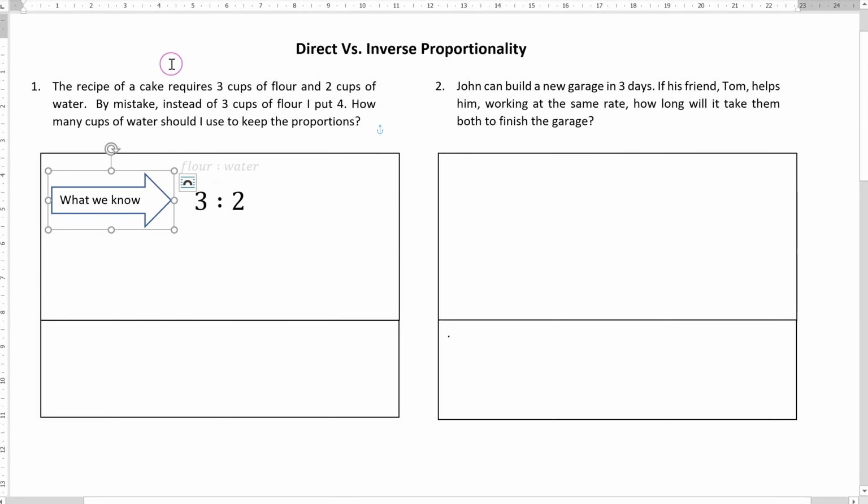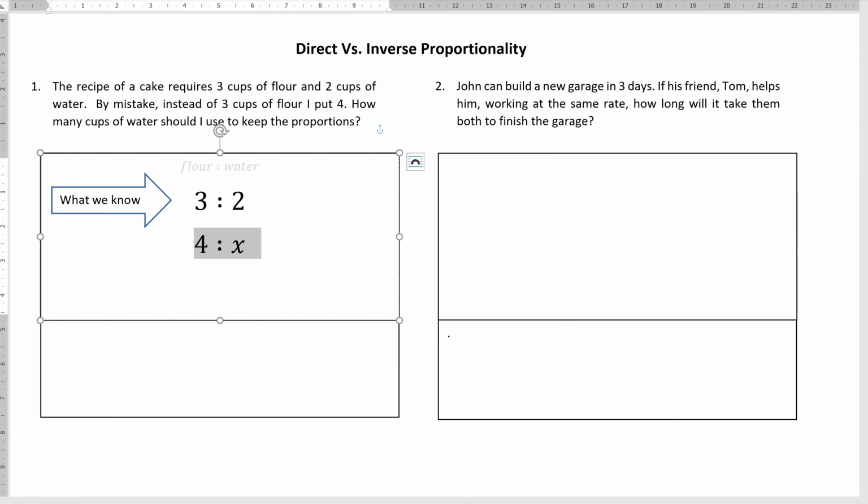Now let's see what we don't know, or what we can find based on the data we have. We have 4 cups of flour instead of 3. And how many cups of water should I put in here? So as you can see, water is all the time here and flour here. You don't necessarily have to write flour and water, just pay attention to it. Now, if you're thinking a little bit, just tell me. So I put more flour here, right? Do you think I should put more or less water?